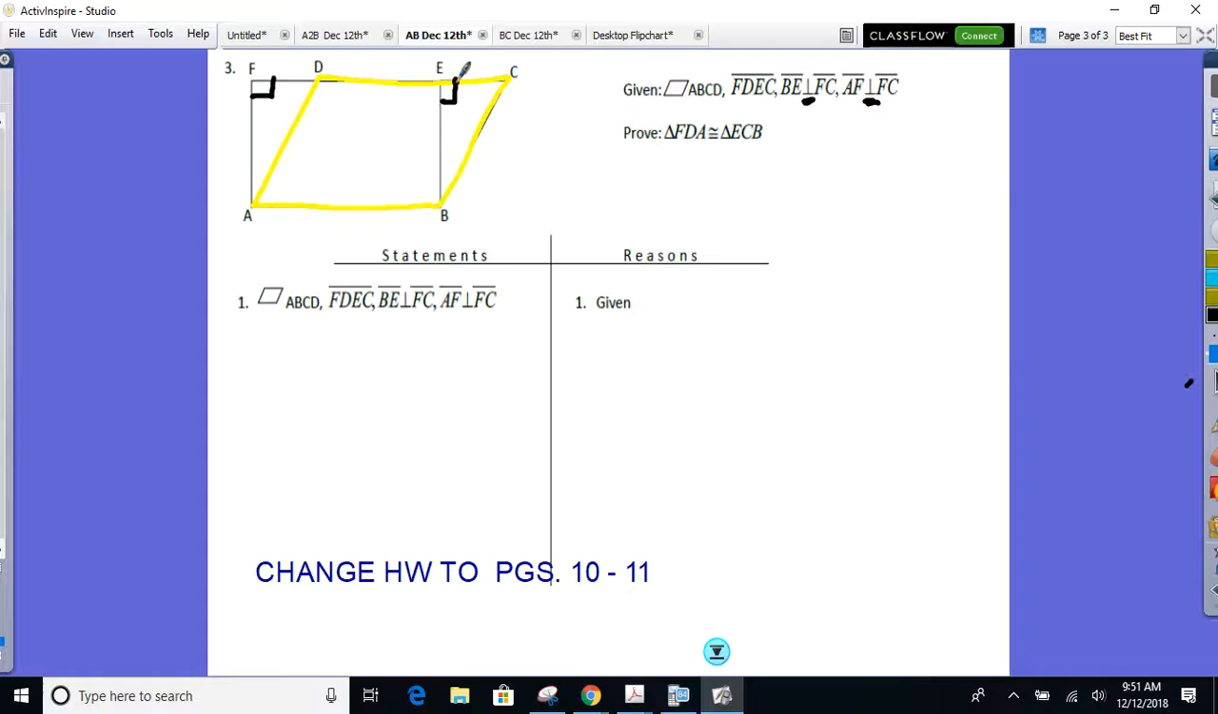And everyone sees the triangles I'm asking you to prove congruent. So I already gave you what? A pair of angles. What do we need to say in the proof now? Say they're right angles. So here you go, there's my first step here. Angle F and angle BEC are right angles.